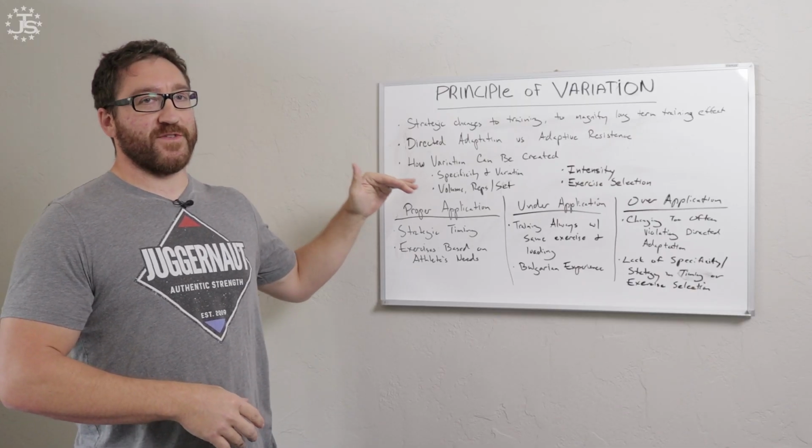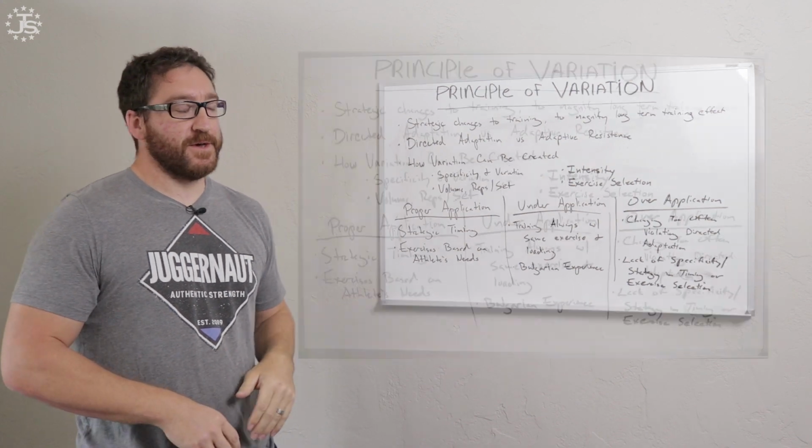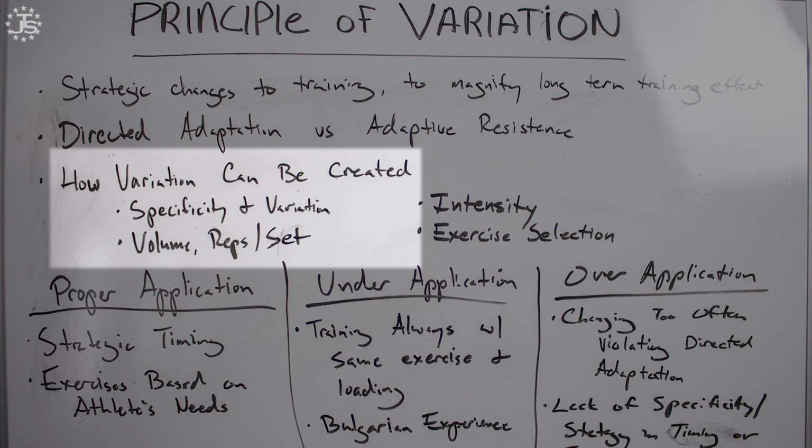So specificity is always number one, and we know that because of the previous videos. We know that specificity is going to be the underlying foundation for all the further training decisions. So we can't supersede specificity because we're trying to avoid any kind of adaptive resistance. Let's look at how we can create variation.